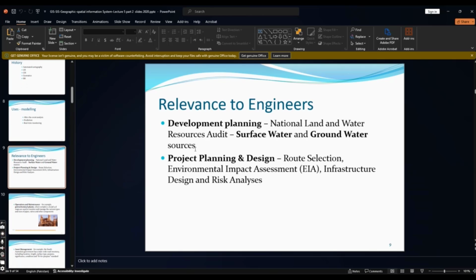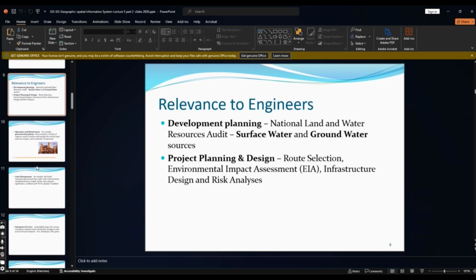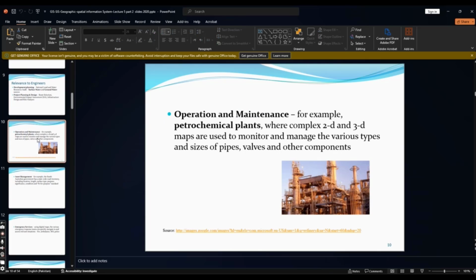How can we use it in engineering work? We use it for development planning, national land and water resource audit, project planning and design like route selection, environmental impact assessment and infrastructure design and risk analysis.